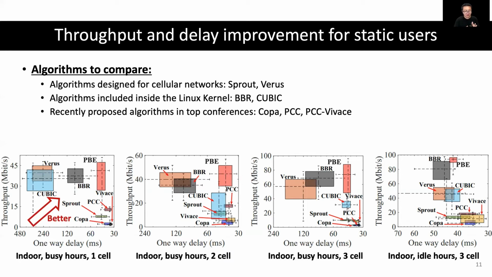We plot the throughput and delay in one figure. The upper right corner is the best. So you can see PBE achieves lower delay and higher throughput than all 7 algorithms.